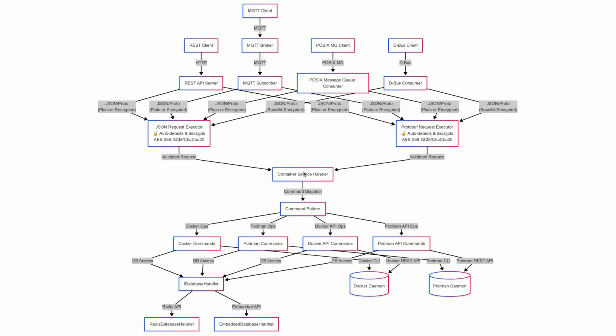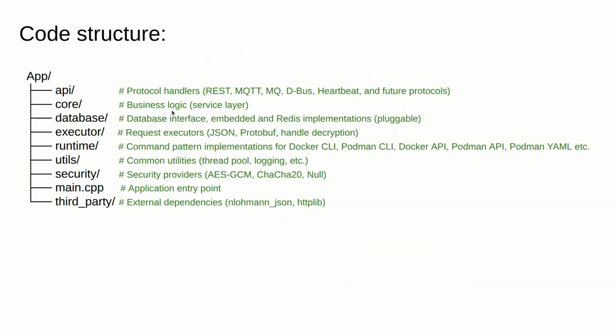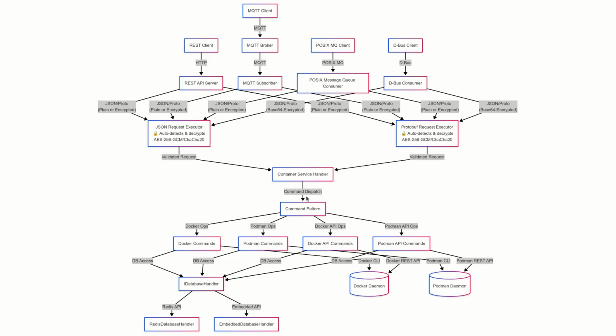So here, as I said, in the container service handler, this is the place where the business logic is written. As of now, it is not extensive because it is only a dummy application for now. It simply receives this incoming data and routes it to the corresponding container runtime, whichever the user has asked for. It could be Docker commands, or it could be Docker API, or whatever it is.